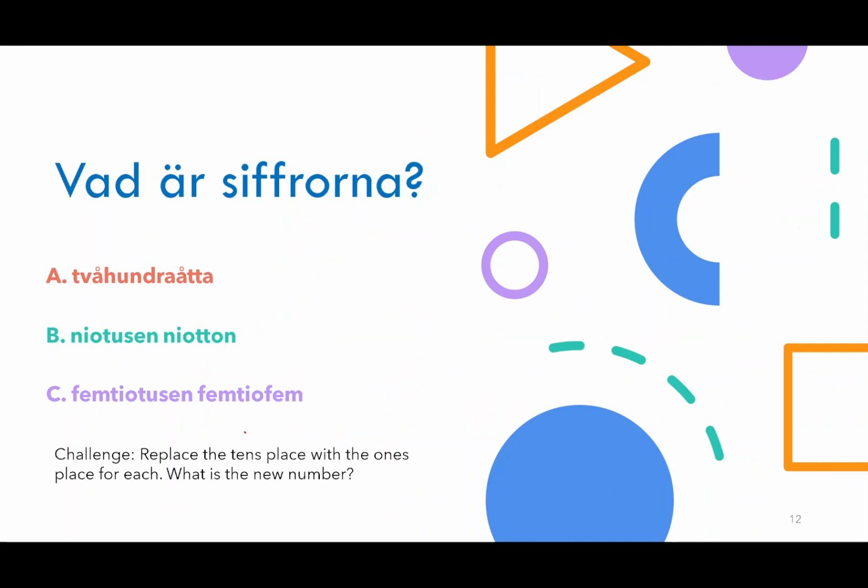At this point, you can pause your video and try this activity on your own. Your job is to write the number that's said in the question. Afterwards, try the challenge. Your challenge is to replace the tens place with the ones place for each number. In this case, this is our tiotal, and this is our ental. Give it a try.